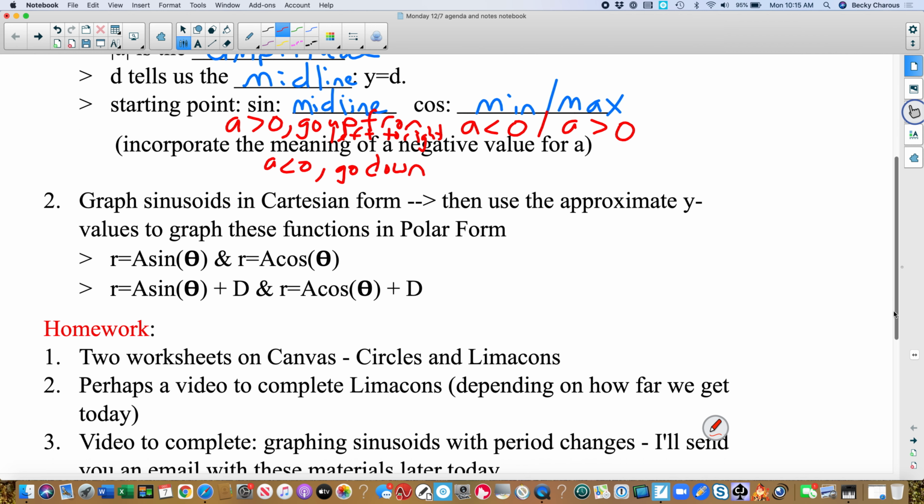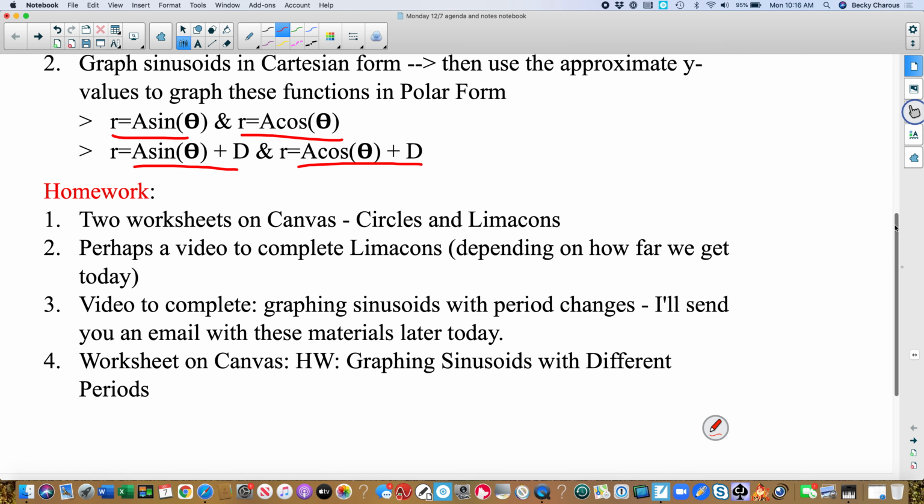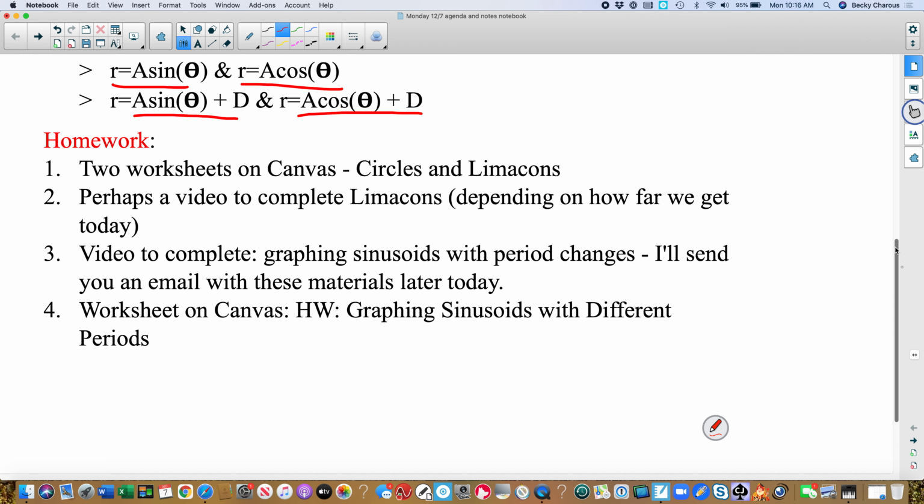Okay, so what we're going to do today is graph things like a sine theta, a cosine theta, and a sine theta plus d and a cosine theta plus d. You'll see these are just like the same things you were graphing in the Cartesian plane, and in the polar plane they're going to be some nice graphs. For homework, there are going to be 2 worksheets on Canvas. We'll see how far we get today. These things are called limaçons. Hopefully we'll finish; if not, I'll finish it up with a video.